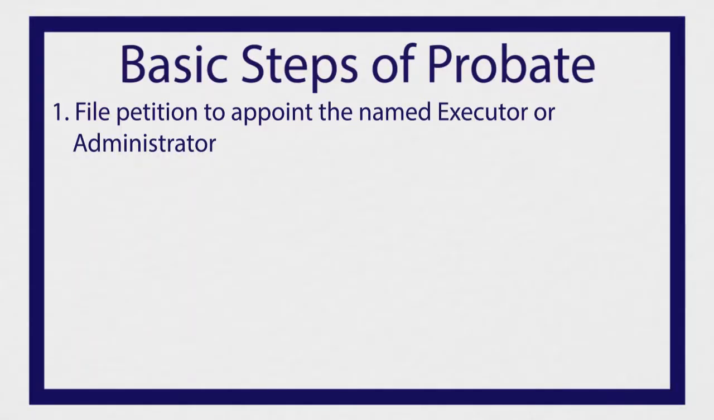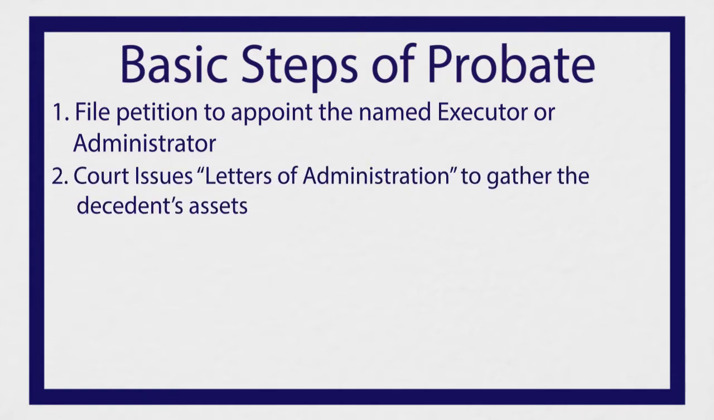So what are the basic steps of a probate in California? First, as mentioned before, a petition is filed to appoint an administrator or an executor. Once the petition is approved, letters are issued from the court. The letters are the legal authority given by the judge to the administrator or executor so that they can go and do their job. Start collecting assets, speaking with who they need to speak with, banks, creditors, in order to get the estate administered.